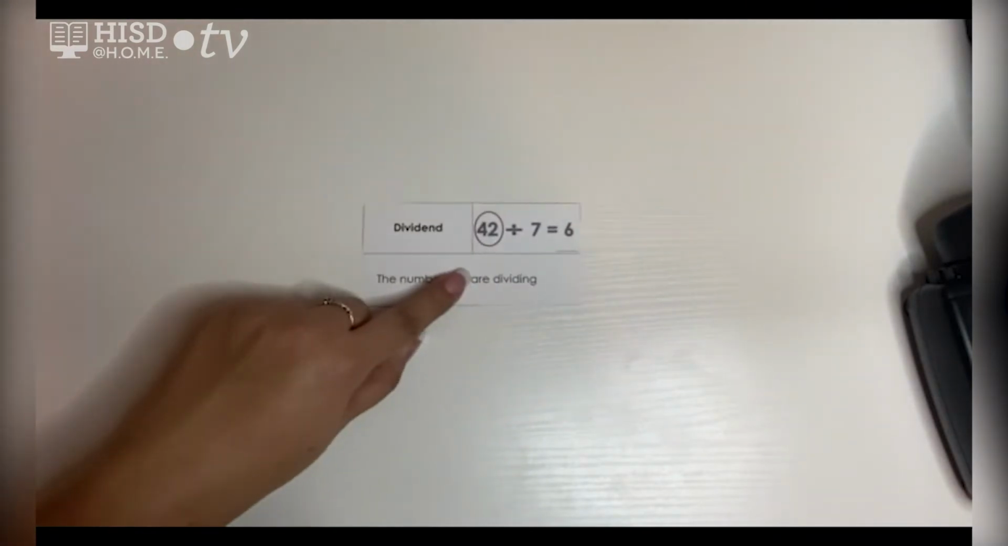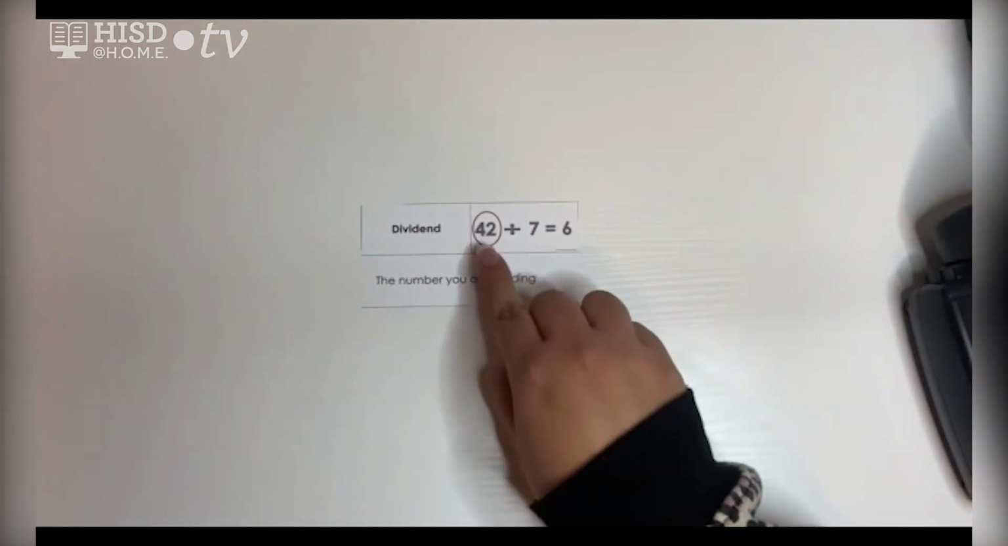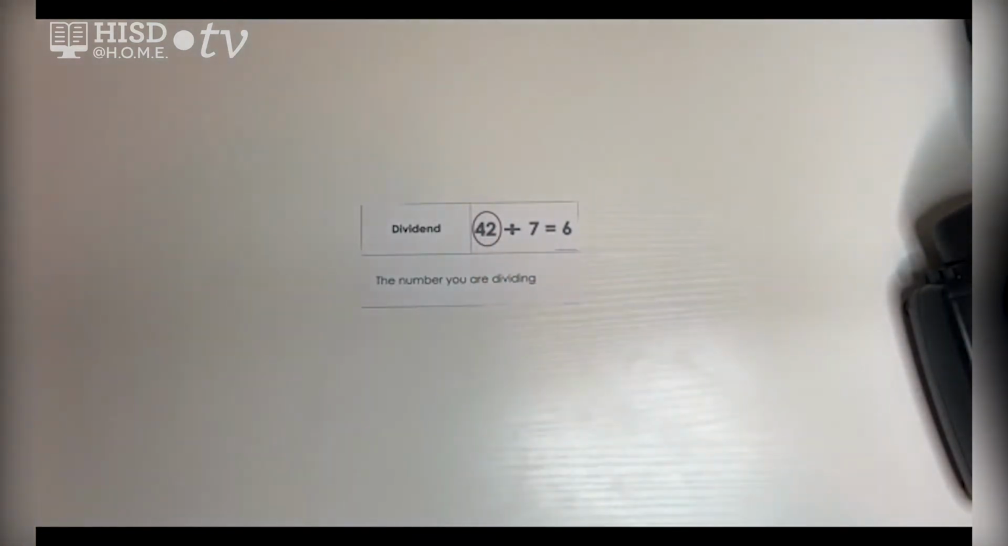And the last vocab word that I see here, guys, this is dividend. Remember that the dividend is the number that you are dividing. So the dividend is the number that you are dividing. It's usually the first number in the equation itself. So here in this equation, 42 would be the dividend and 7 would be our divisor.